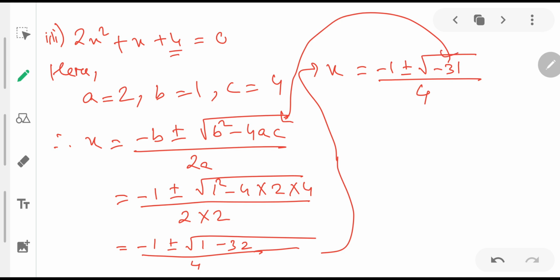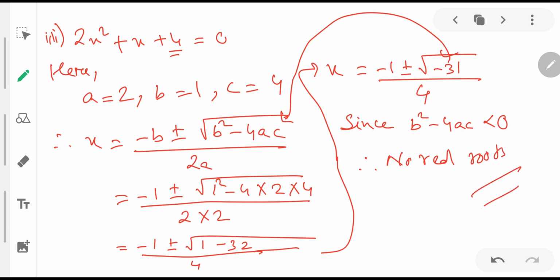Since we are getting a negative value inside the root, we will not get any real roots. So, how do we have to write here? Since b square minus 4ac is less than 0, therefore, we will get no real roots. Okay. So, that is all for the day. For this you have to remember the quadratic formula, extract the values of a, b and c and directly apply the quadratic formula. Okay. Thank you very much. I will see you again with a new topic.